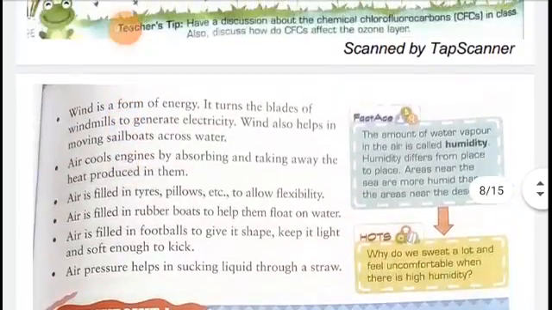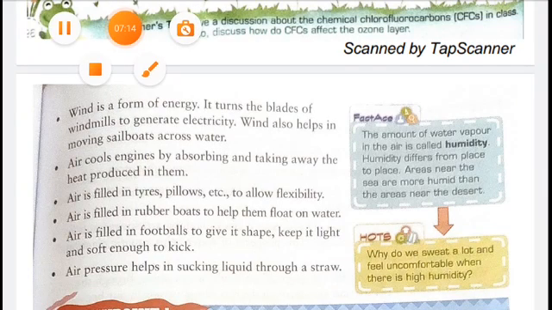So that's all for today. We have learned today uses of air and some properties of air also. In the next class we will discuss water.